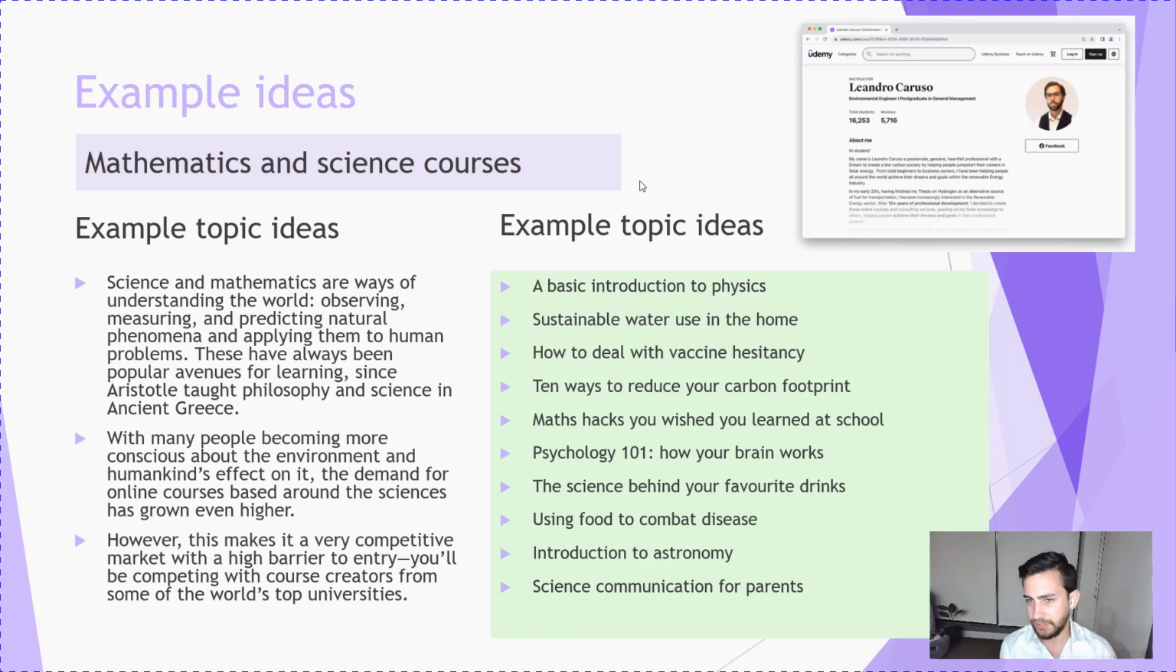I guess the risk with this particular topic is that it is probably one that has a higher barrier to entry, because you'll be competing with a lot of people around coding. There are a lot of coding courses out there, a lot of maths and physics courses, and maybe the universities create some of these courses as well, so you might be competing against them. But some example ideas for topics in this category could be introduction to physics, sustainable water use, an introduction to psychology, or a course on astronomy and so forth.